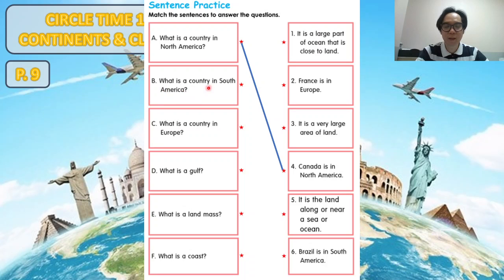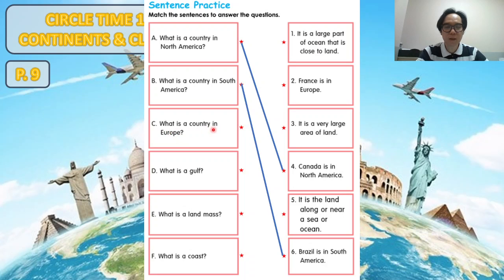Now, here is B. What is a country in South America? What country can I find in South America here? Well, this one says Europe, this one says land. Here's North America, it says sea, ocean, near. Oh, Brazil is in South America. What is a country in South America? Brazil is a country in South America. There we go.